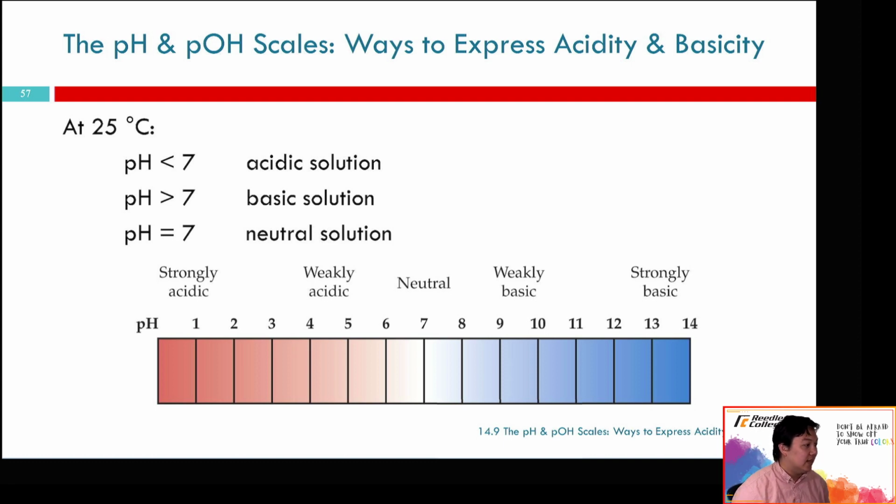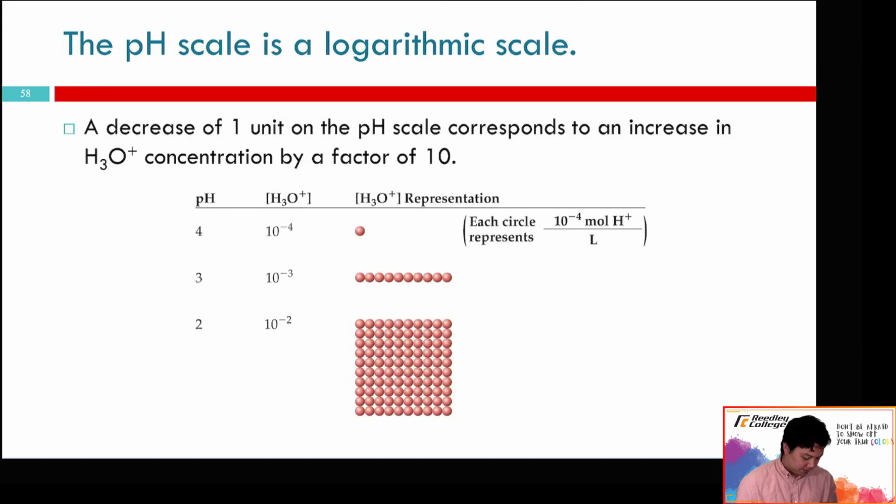So if the pH is less than 7, we have an acidic solution. If the pH is greater than 7, we have a basic solution. And if pH is equal to 7, we have a neutral solution. But what is pH? pH is the negative log of the concentration.